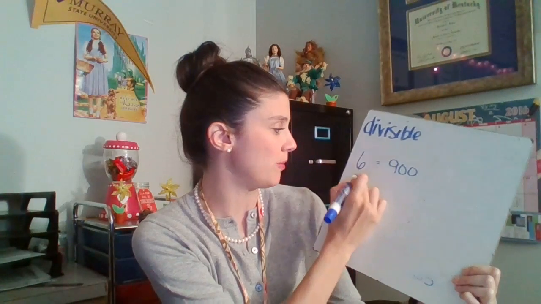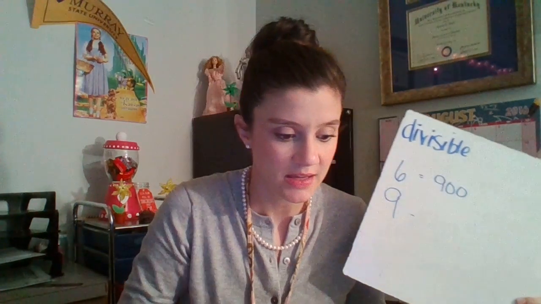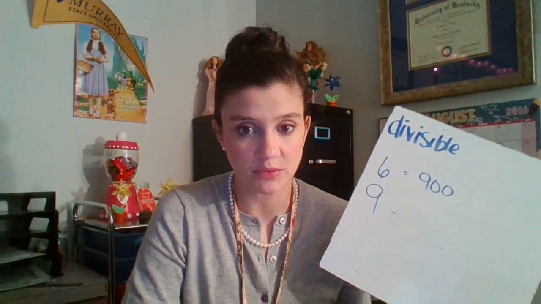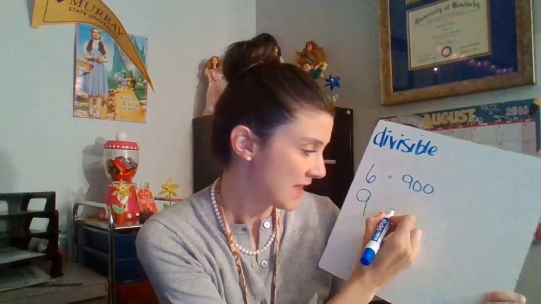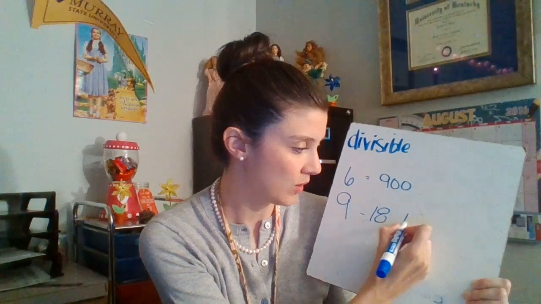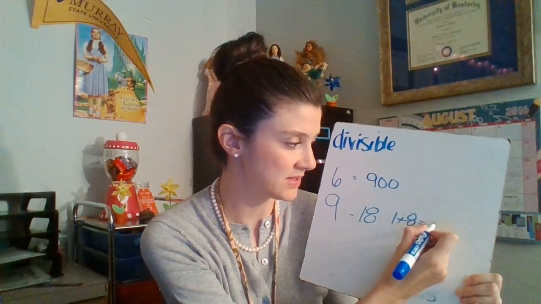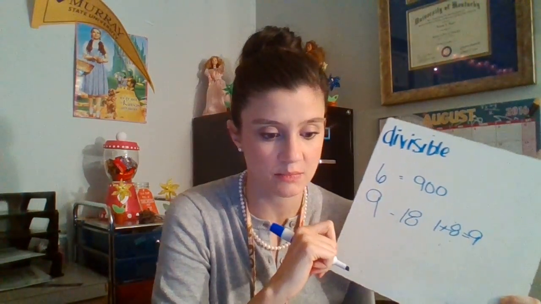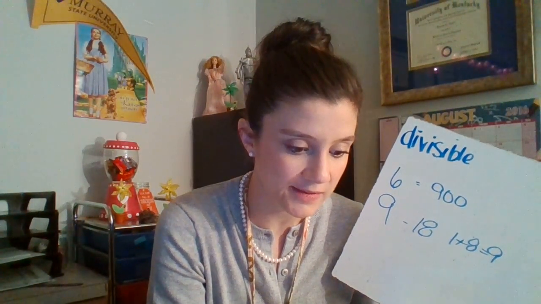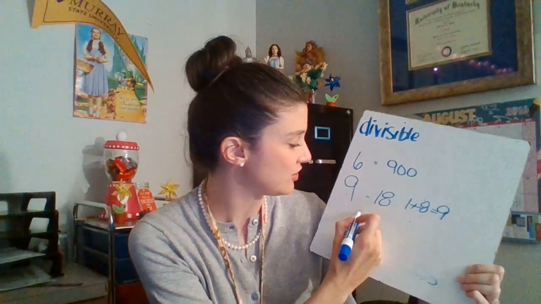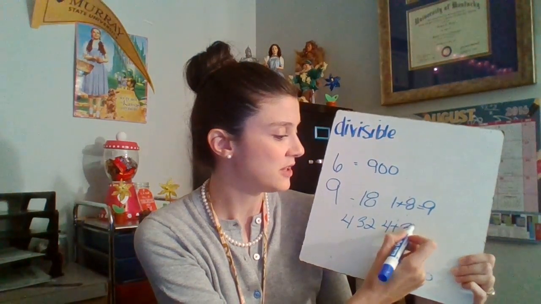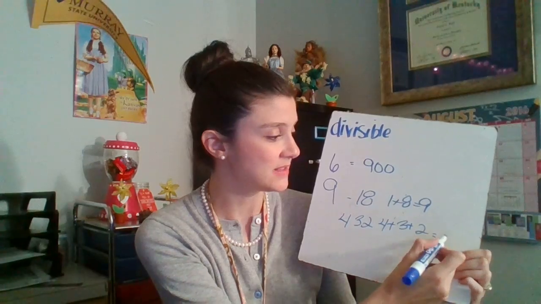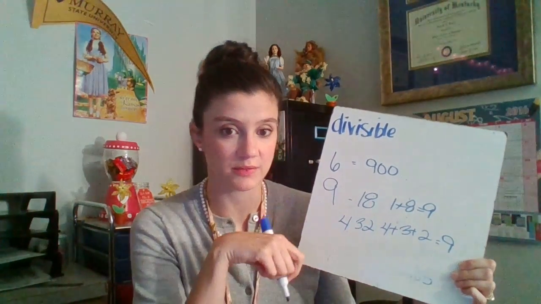Numbers are divisible by 9 if they have a sum that's a multiple of 9. So an example would be 18. 1 plus 8 equals 9. 9 is a multiple of 9. Another example would be 432. 4 plus 3 plus 2 is 9. 9 is a multiple of 9.